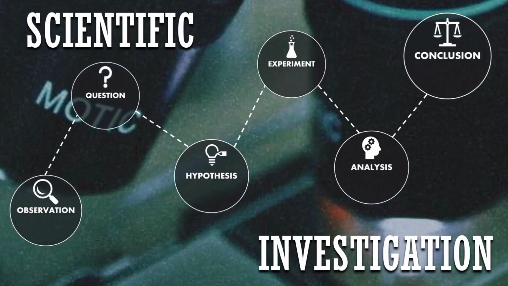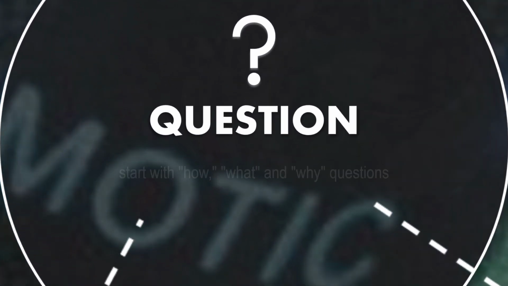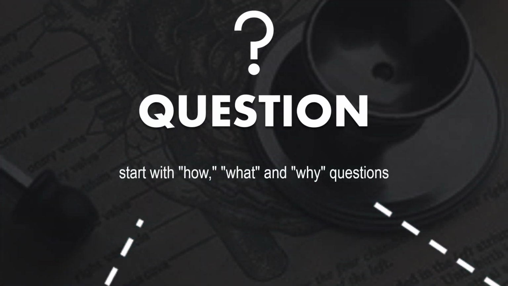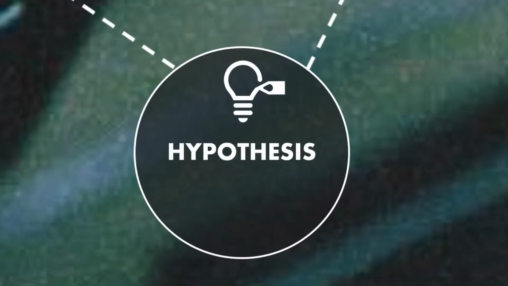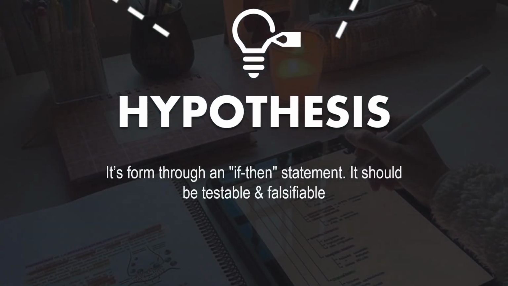The second step is to make a question, wherein it starts with how, what, and why questions. The third step is to create a hypothesis. Hypothesis is formed through an if-then statement. It should be testable and falsifiable.